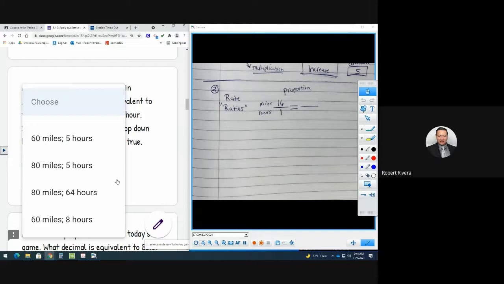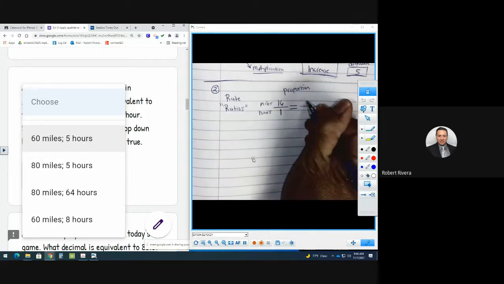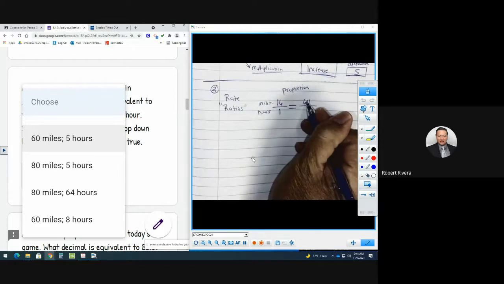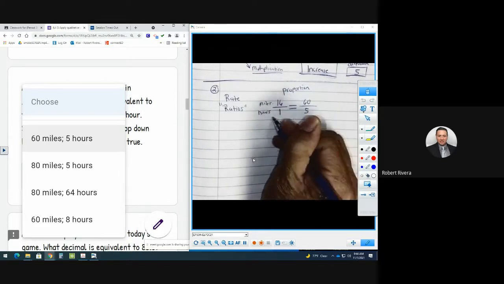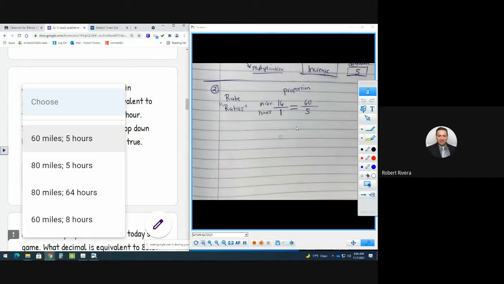So choice 1 says 60 miles in 5 hours, right? This is the first choice. 60 miles, 5 hours. So let's put that. Where would I put the 60, guys? Top or bottom? Top. And you know why? Because the miles were on the top, so the miles stay on the top. Where would I put the 5? Bottom. You know why? Because the hours are in the bottom, so the hours stay on the bottom. Questions? Now I created two ratios that are equal.